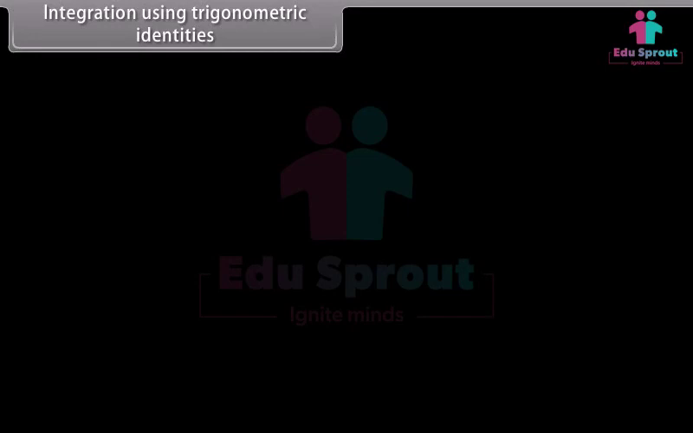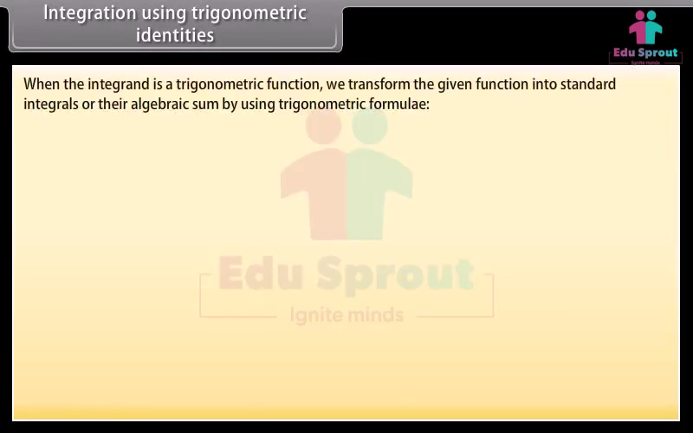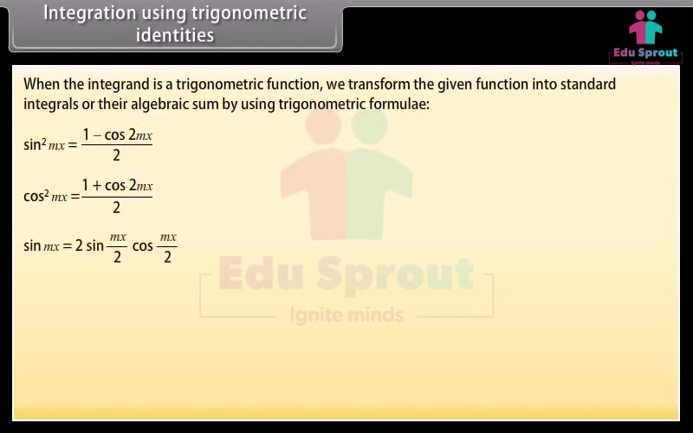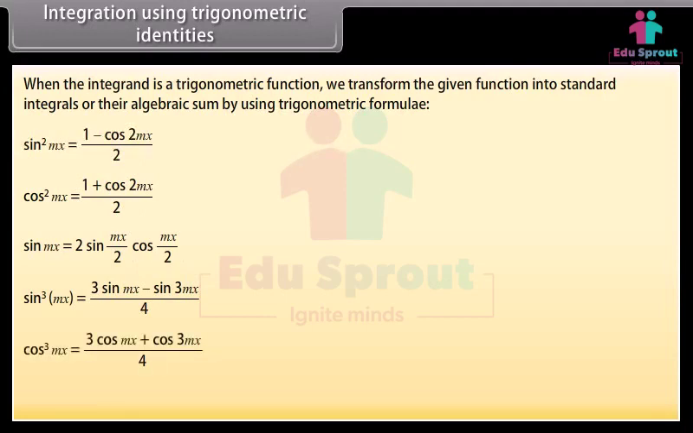Integration using trigonometric identities. When the integrand is a trigonometric function, we transform the given function into standard integrals or their algebraic sum by using trigonometric formulas. sin^2 mx is equal to (1 - cos 2mx)/2. cos^2 mx is equal to (1 + cos 2mx)/2. sin 2mx is equal to 2 sin mx cos mx. sin^3 mx is equal to (3 sin mx - sin 3mx)/4. cos^3 mx is equal to (3 cos mx + cos 3mx)/4.